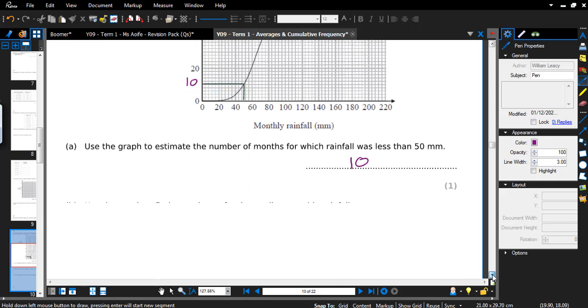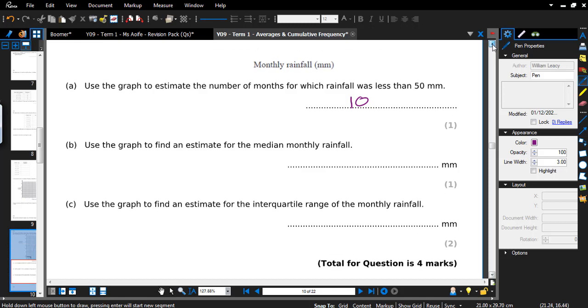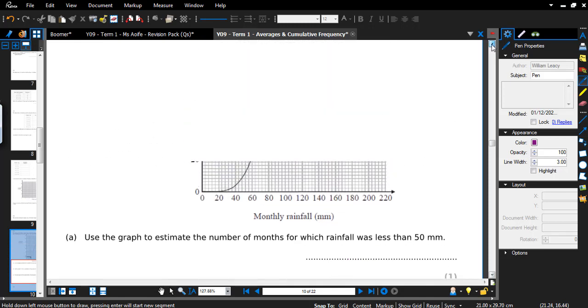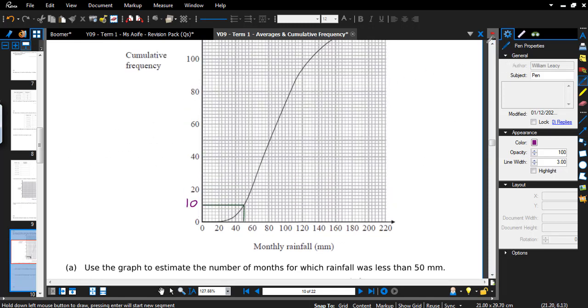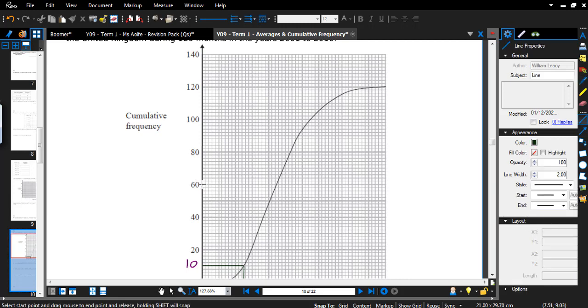Now, next. Use the graph to find an estimate for the median. We always go on the vertical axis. Yes, always the y-axis, the vertical axis, always. Now, what's the highest value? 120. So the median is going to be half that, which is 60. So the median is going to be here. We're going to go across.